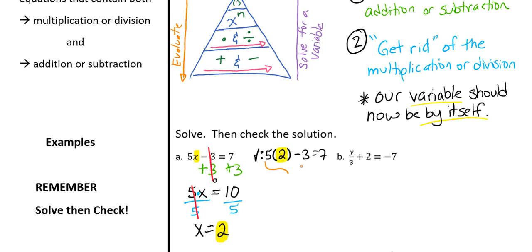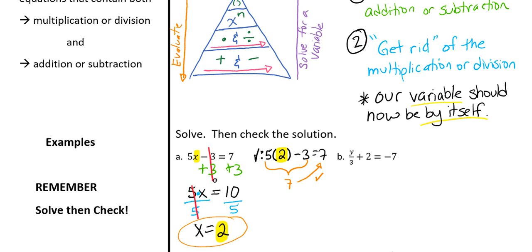And we're going to work out this side of the equation. And 5 times 2 is 10, and 10 minus 3 is 7. And when we check it, it worked out. It matched, which means that this is the right solution. So let's try this second example.